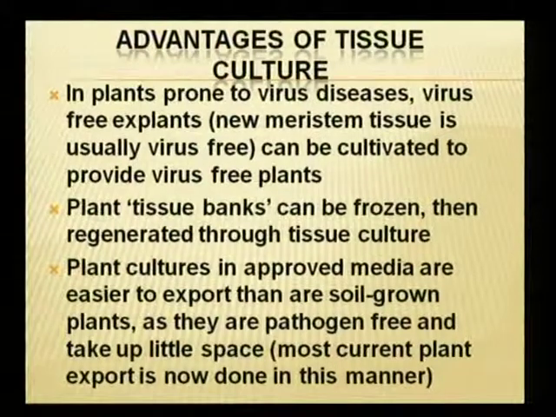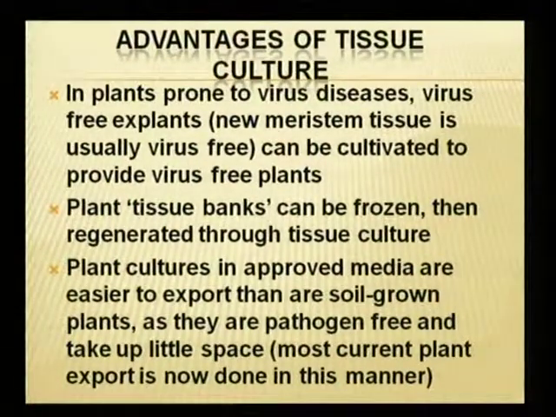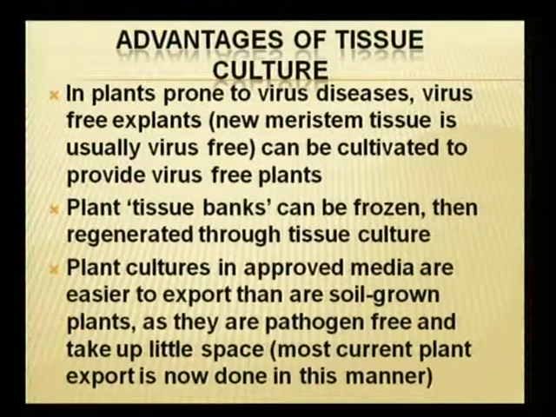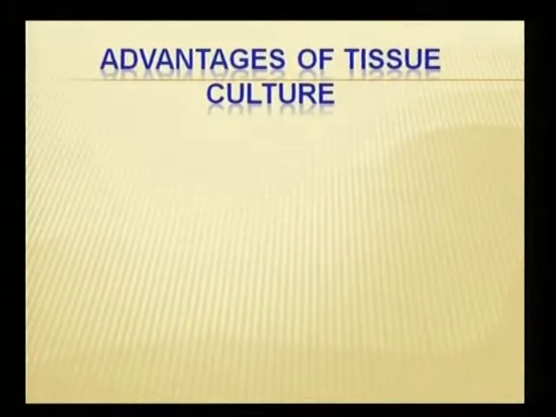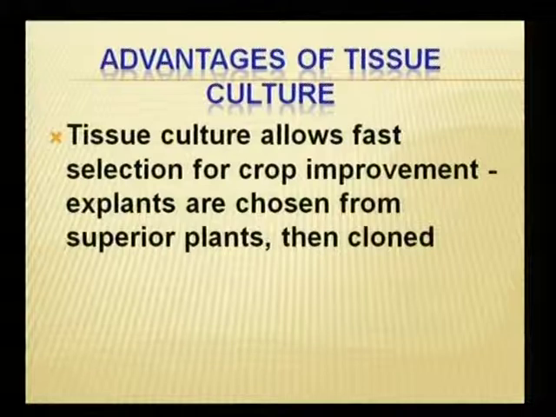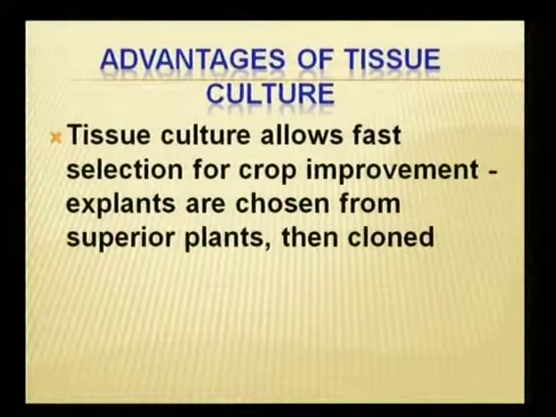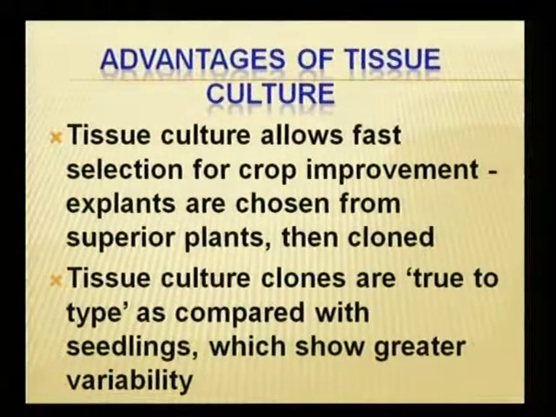Plant tissue cultures on approved media are easier to export than soil grown plants, can be pathogen free, take up little space, and can be exported in a culture. Tissue culture allows fast selection for crop improvement, where explants of chosen superior plants are then cloned. Tissue culture clones are true to type.